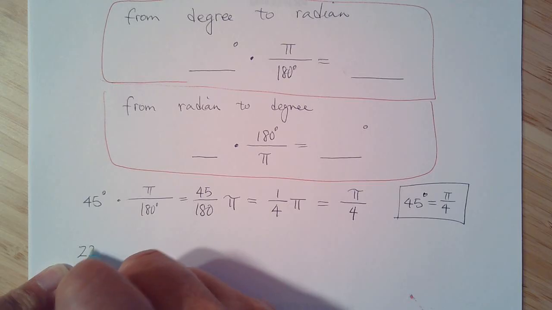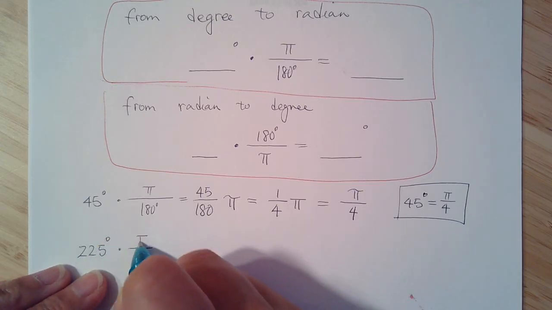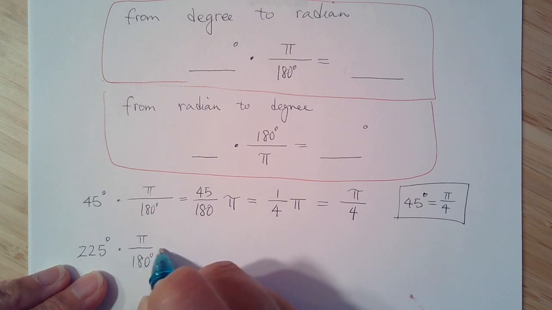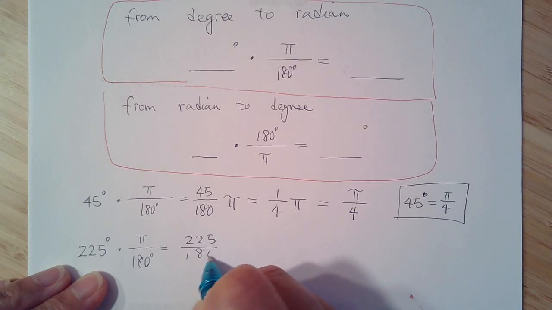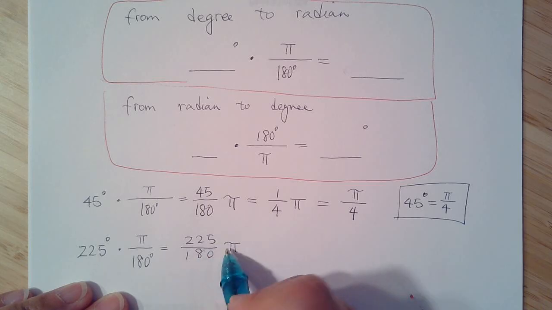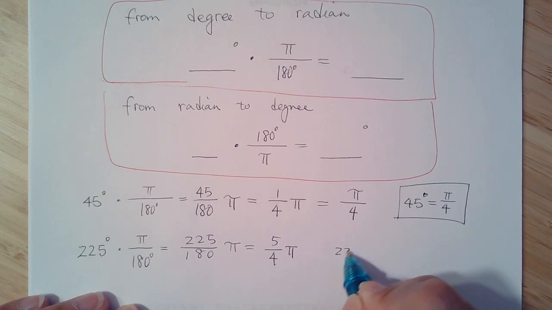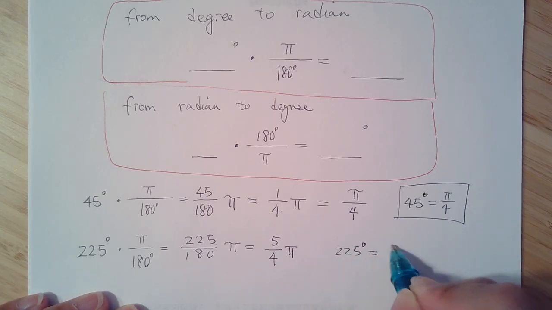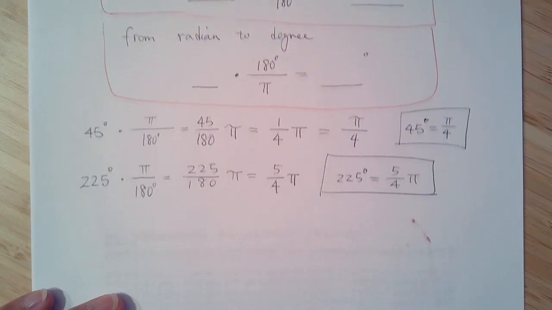Now next one, 225 degree. Again, same thing. Multiply by pi over 180 degree. And the good thing is there's no more degree. So you have 225 over 180, that many pi. Don't forget you still have this pi. And that's also divisible by 45. So you get 5 over 4 pi. Okay, so 225 degree is the same as 5 over 4 pi. That's the answer. Okay, let's do one more.